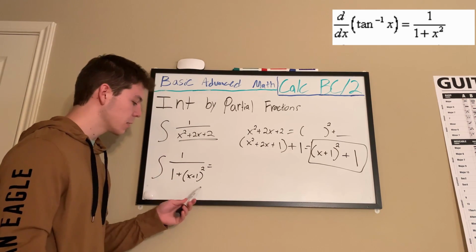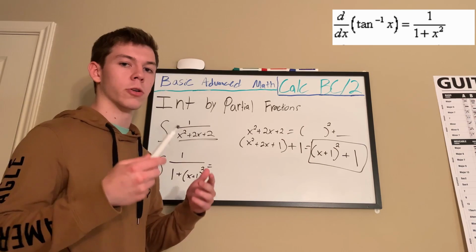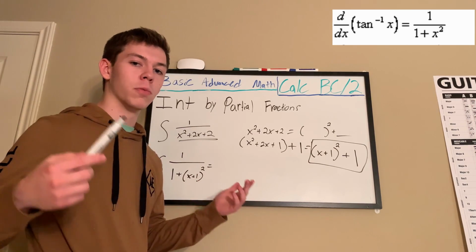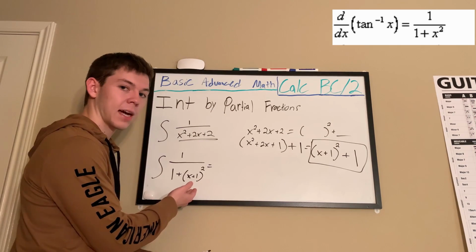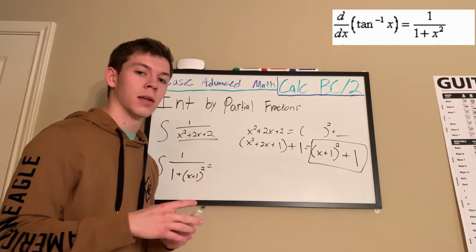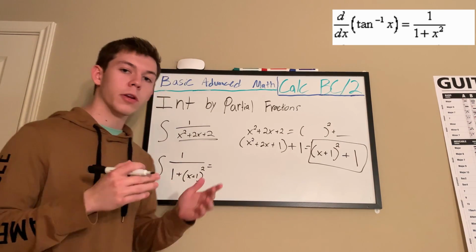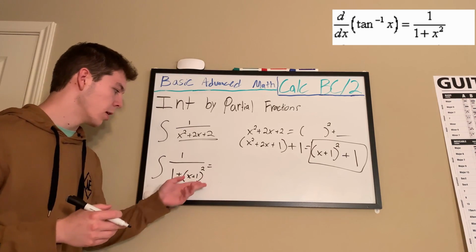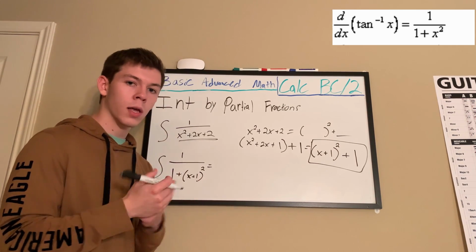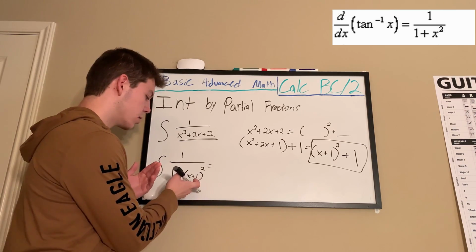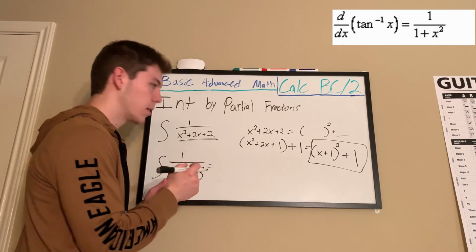If you were to replace this x plus 1 with just x or u or a single variable, the integral of that would be the arctangent of x. However, you don't have just x or u, you can substitute it in. This is where we're going to use substitution. We know that we want to get x plus 1 squared to x squared, so we're going to set x plus 1 equal to u, and then we're going to plug u back into this equation, and that's going to be it.